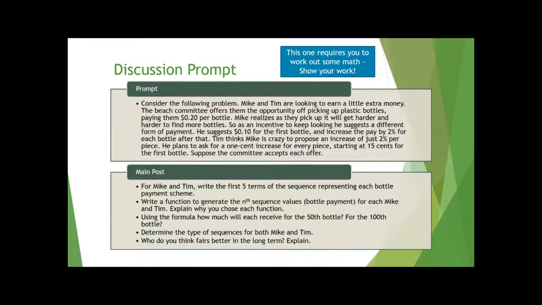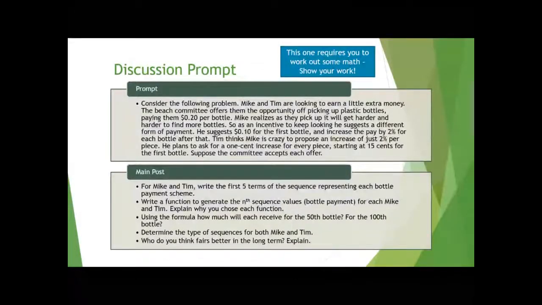Then you use the formula to find out how much they would get paid for the 50th bottle and the 100th bottle. And then you need to determine the type of sequences. Your choices are arithmetic or geometric. And then in the end, who do you think fares better in the long term? Explain. So who will end up making the most money?